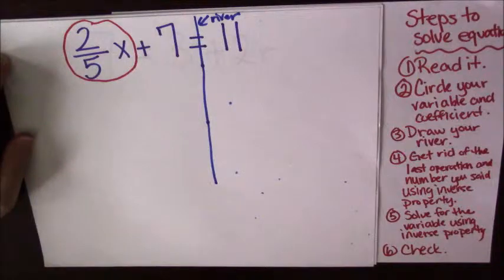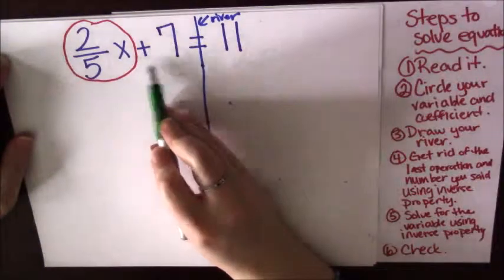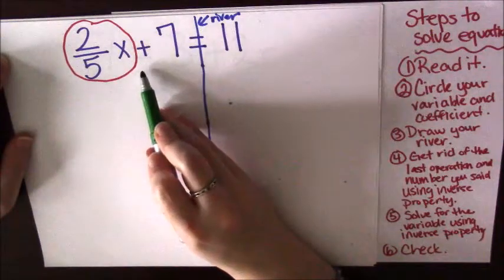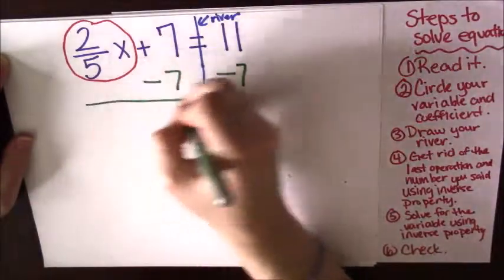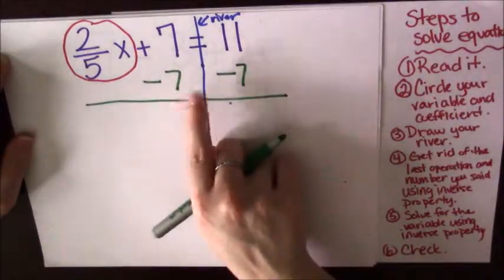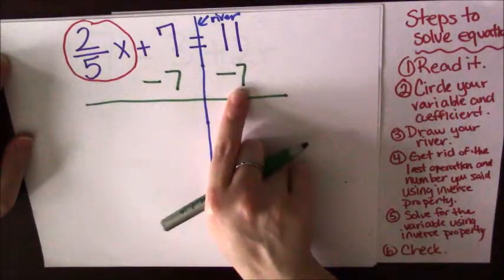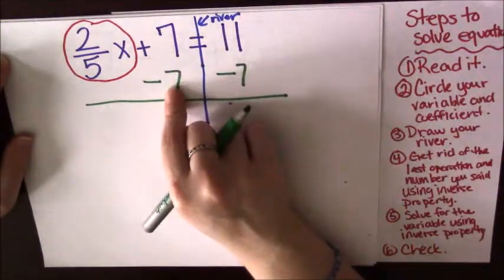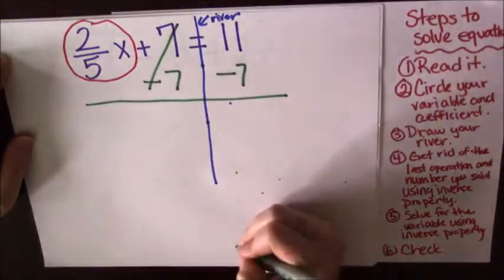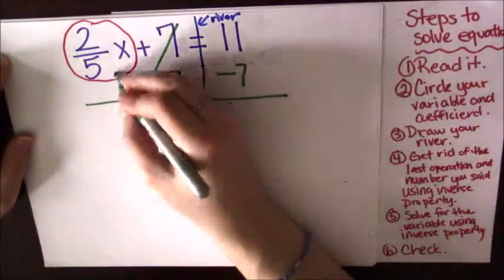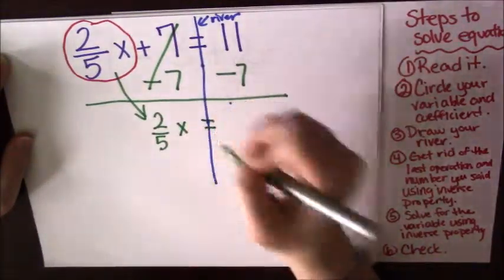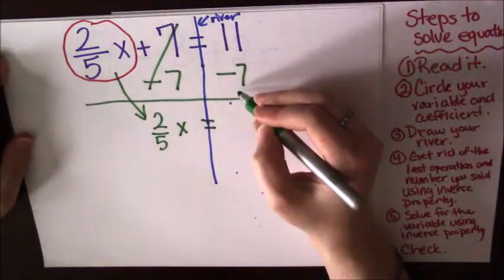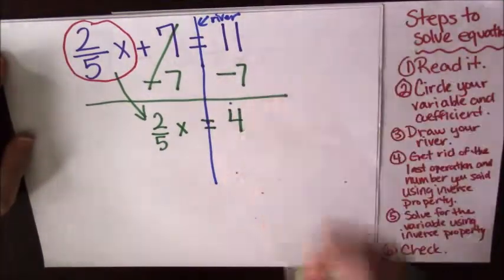And now it says get rid of the last operation and number you said using the inverse property. So last number and operation I said was +7. So what's the opposite of +7? -7 on both sides. Remember, what I do to this side, it has to go over the river and go to this side. So +7 -7 cancels, makes 0. So I'm left with 2/5 x, or times x, equals 11 minus 7, which is 4.